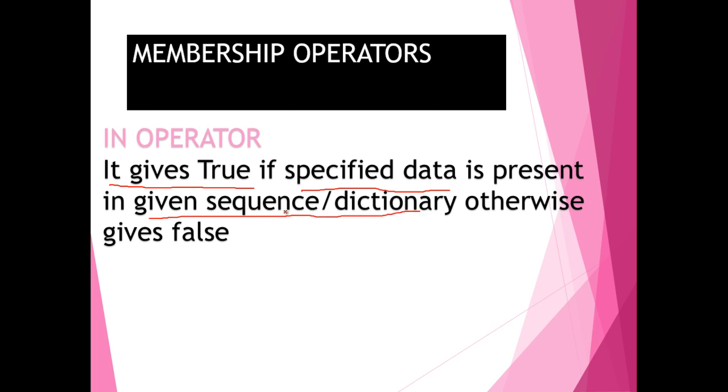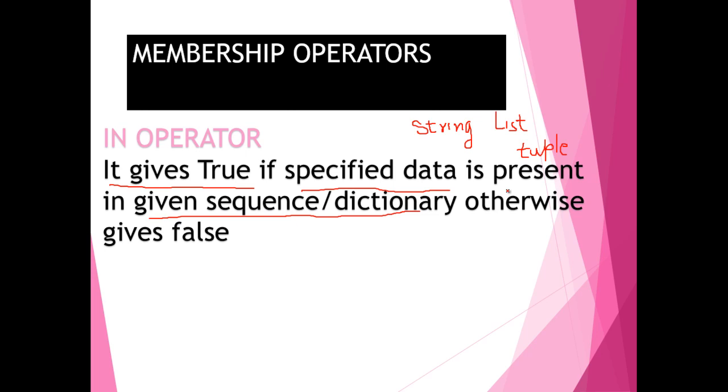So what is basically a sequence? You know that there are 3 types of sequence. We have seen it in the data types, that under sequence we have 3 types of data types. The first one is the string, then we have list, and along with that we have one more data type named tuple. So in our case, if we have given a particular data, and that data is present in the given string or given list or given tuple, then it will give the answer as true.